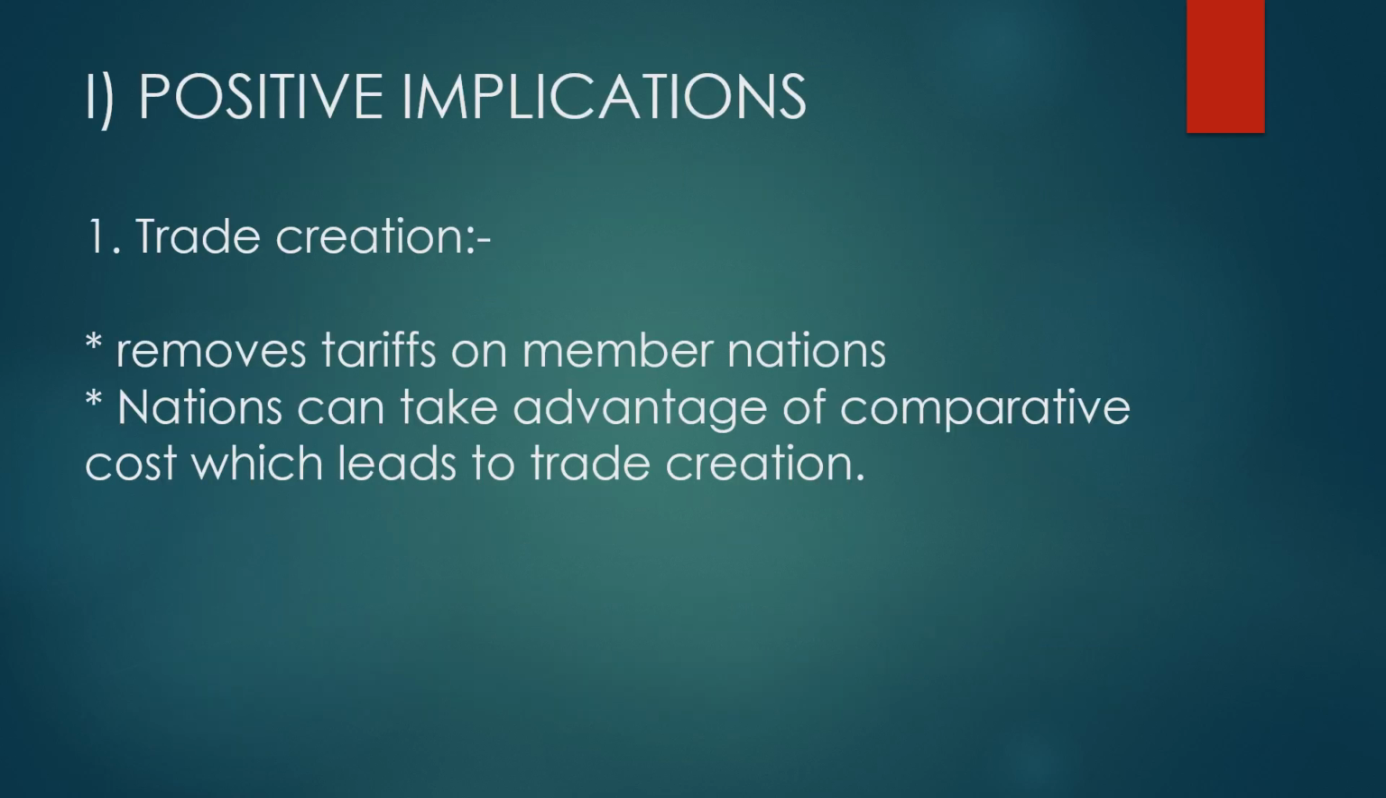Let us first understand the positive implications of trading blocs. The first positive implication of trading blocs is trade creation. A trading bloc may remove tariffs on member nations. As a result, a high cost producing country of the bloc can import goods from a low cost producing member nation. Due to the formation of a free trade area, there is proper allocation of resources and the nations can take advantage of comparative costs. Due to the comparative cost advantage, trade creation takes place.